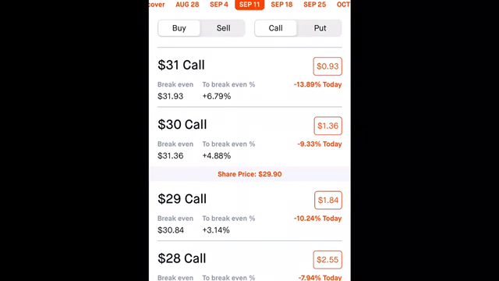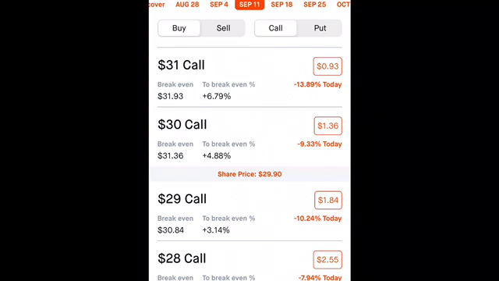If Delta Airlines goes to $30.50 and you bought the $31 call at $93, you will actually make money off the play. Your contract doesn't always need to be right where Delta Airlines is. So for example, if you buy the $31 call at $29.90 and then you sell the same call at $30.50, the $31 call, you probably made money off the trade.